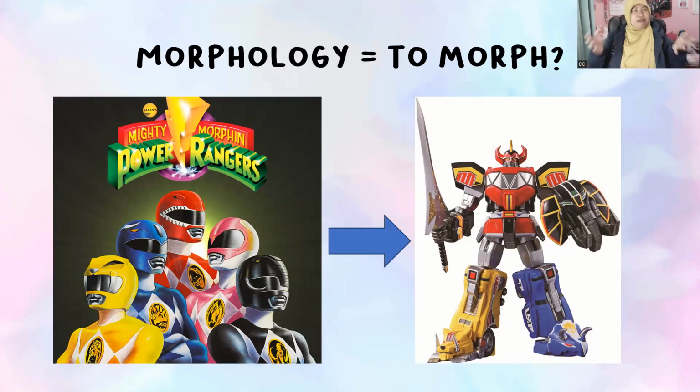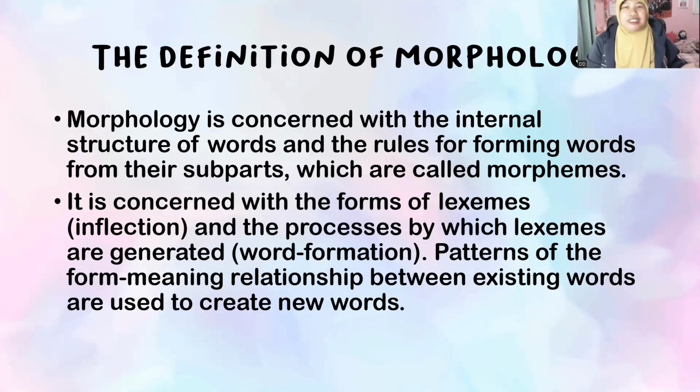And basically, morphology is something like combining several parts to create a word. But what are those parts? Let's begin. This is the definition of morphology. It concerns the internal structure of words and the rules for forming words from their subparts, which are called morphemes. It is concerned with the forms of lexemes or inflection, the processes by which lexemes are generated as word formation, and patterns of the form-meaning relationship between existing words. They are used to create new words.